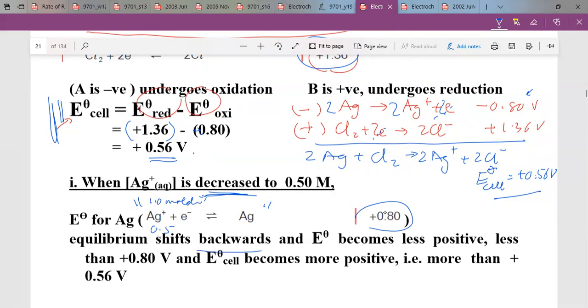Equilibrium shifts backwards, or shifts to the left hand side. Go left hand side, it means it becomes less positive. That means it becomes maybe plus 0.7. Still positive. Remember now, this half-cell is still undergoing oxidation. So here becomes plus 0.7. It will decrease because it's going backwards. Going forward is positive, going backwards is negative, but it's not negative, it's still positive. Become less positive.